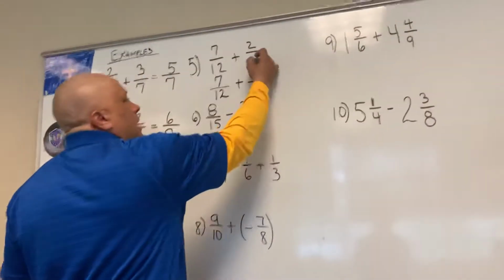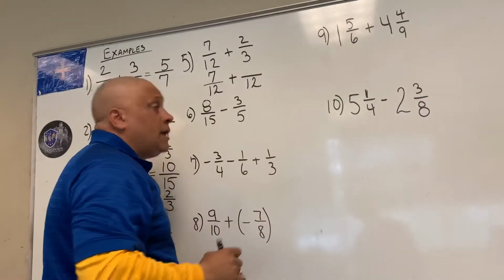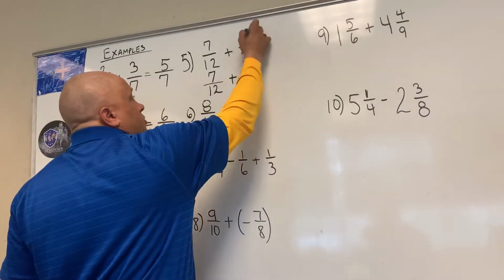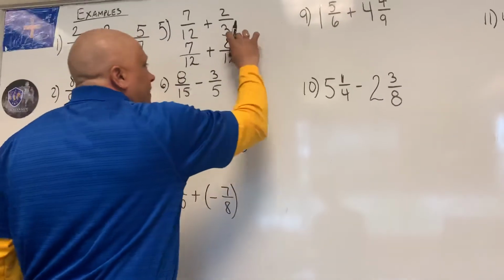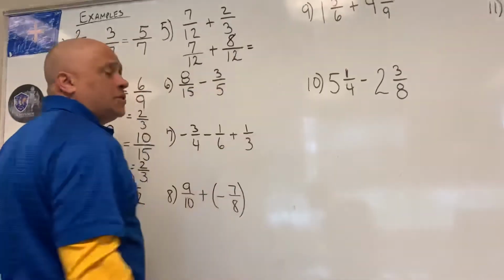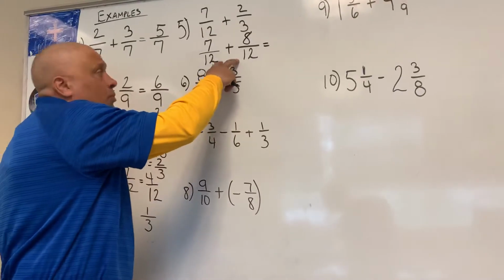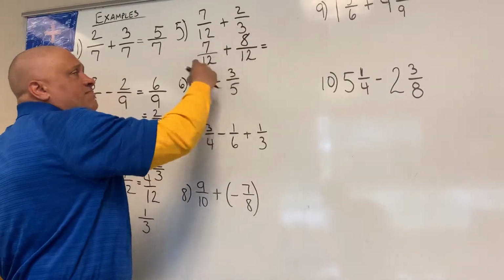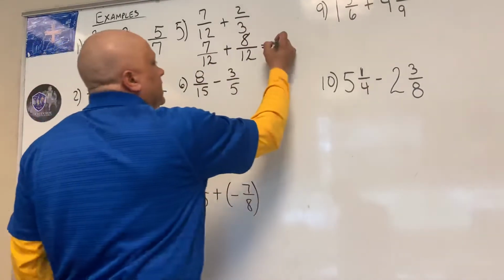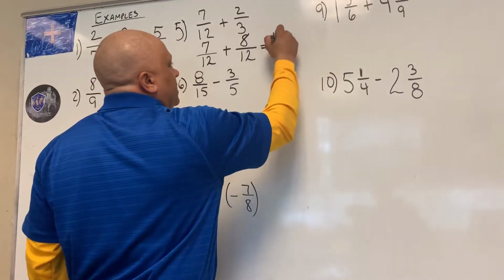Over here, how did we go from 3 to 12? Well, we multiplied it by 4. So we have to multiply the 2 by 4, and that gives us 8. Now we have an equivalent fraction, 8/12, of our original fraction, 2/3. Now we have like denominators, and we're adding, so all we have to do is add the numerators. Keep the denominator, which is 12. 7 plus 8 is 15.